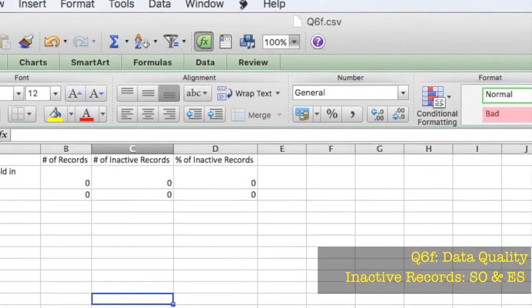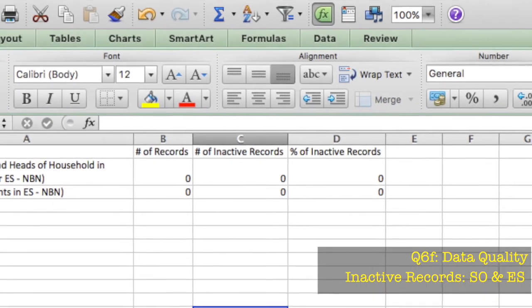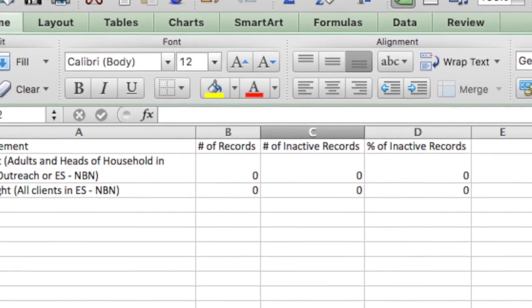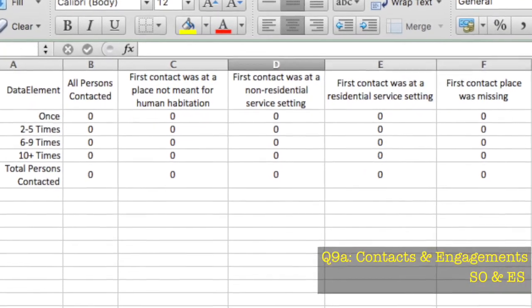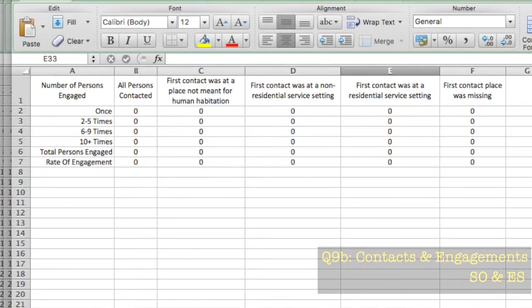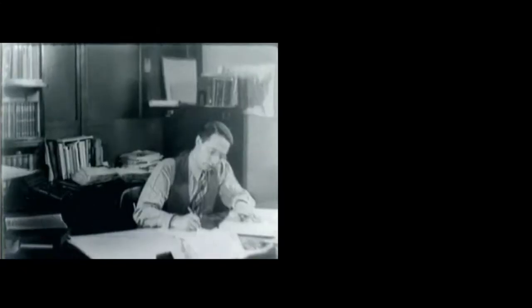Question 6F is the last new data quality question. It lists inactive records for street outreach and emergency shelter. This question isn't applicable for COC program-funded projects, so we're going to skip it in this video. I'm also going to skip question 9A, 9B. Those are for street outreach. And because the COC program can't fund street outreach, we won't be covering this section.